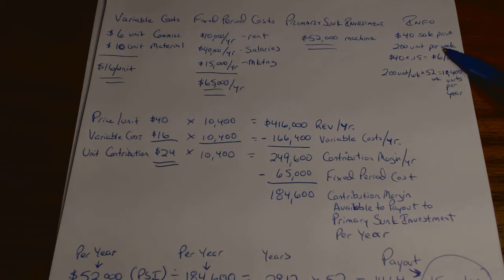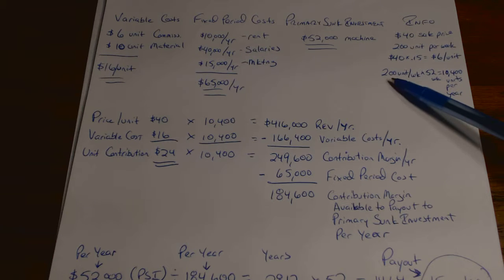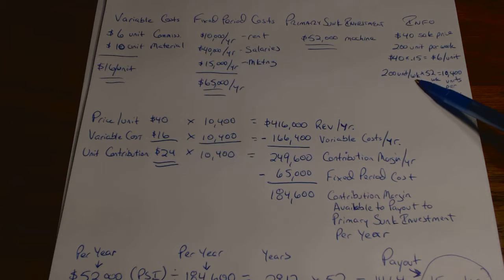200 units per week. The reason they tell you that is because you're going to want to annualize this. So that'd be 200 units times 52 weeks in a year. So remember, that's 52 weeks in a year. So it'd be 10,400 units. We do that calculation down here, 200 units per week times 52 weeks in a year. It's 10,400 units per year.